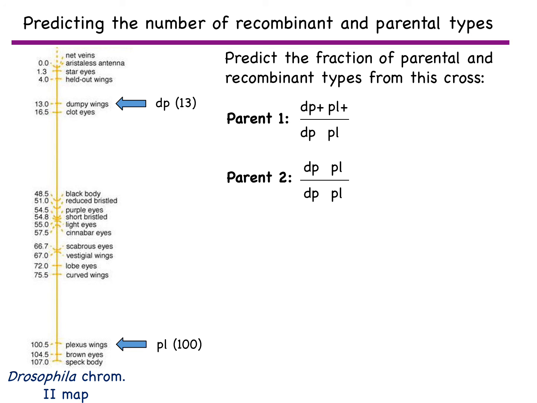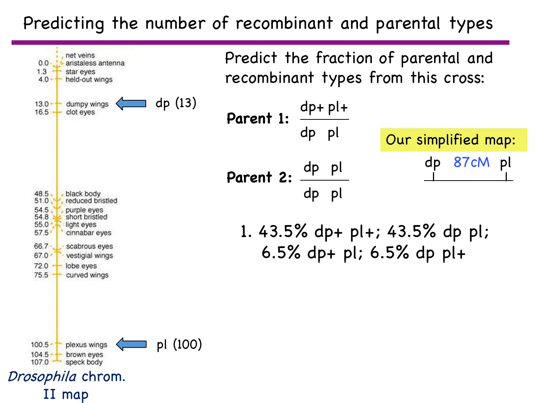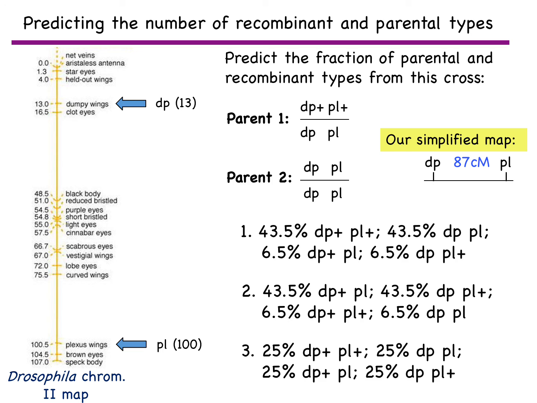One of the parents is heterozygous for both of these alleles, in the cis configuration, and the other parent is a standard test cross parent. I'm going to give you a simplified map that you can use in calculating the offspring categories. Here's our simplified map, where 87 centimorgans separates the dumpy wing phenotype from the plexus wings phenotype. Here are three options to consider for what you expect the outcome of this cross to be.